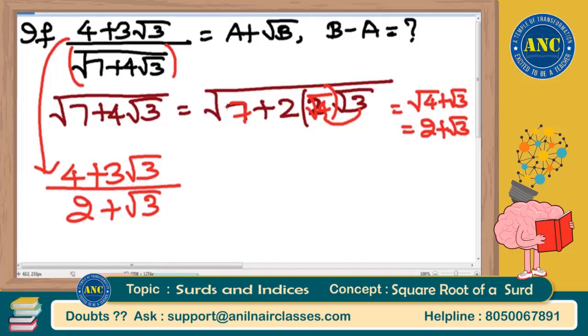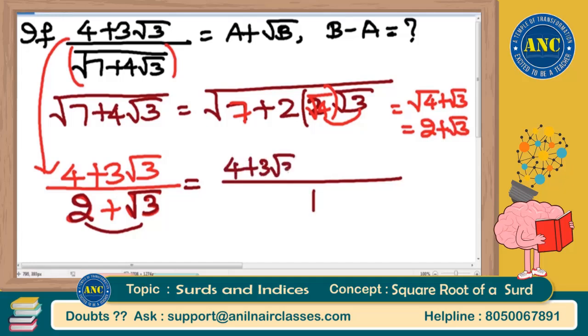I need to rationalize. Can I say that this 2 is nothing but root 4. Root 4 and root 3 are present. Subtract 4 and 3, it is nothing but 1 in the denominator. Numerator is 4 plus 3 root 3 is already present, multiply with 2 minus root 3. And now you should simplify.